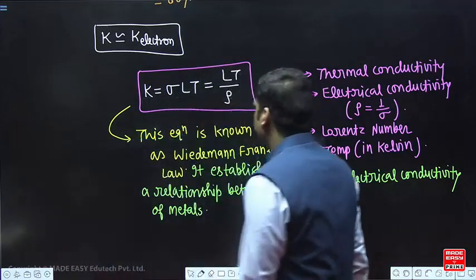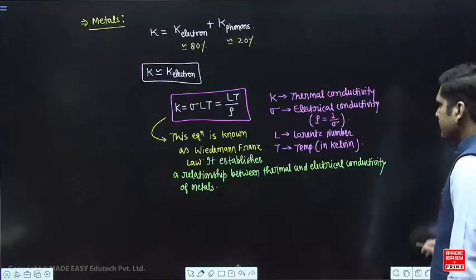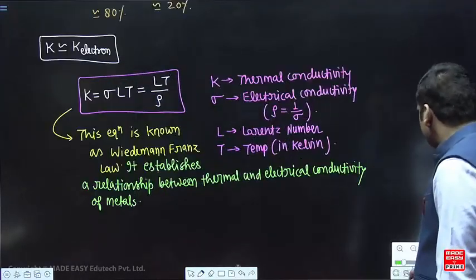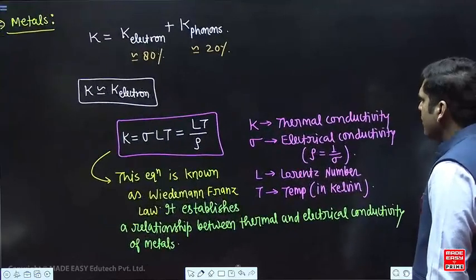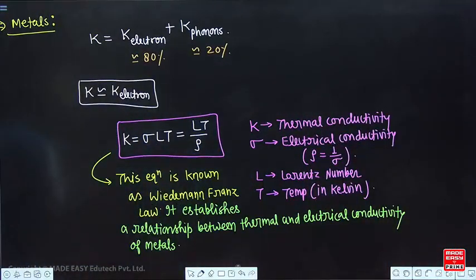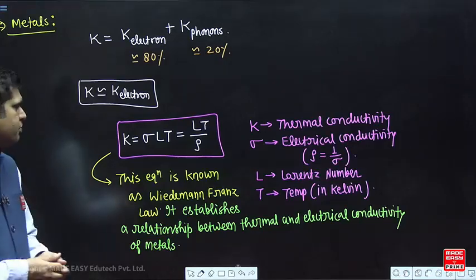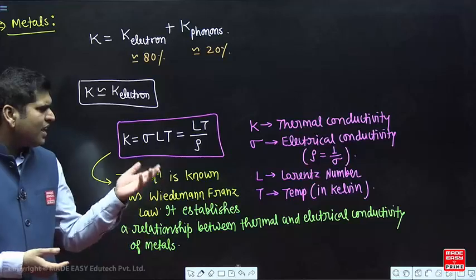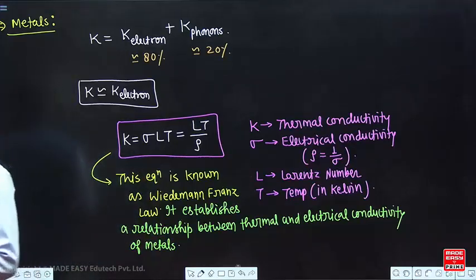That is the utility of Wiedemann-Franz law, because both of the conductivities are mainly because of electrons. So if the particle which is participating in the conductivity is the same, then these conductivities must have some relationship. That relationship is established by the Wiedemann-Franz law. Wiedemann-Franz law is saying that K = sigma LT, where L is a constant, the Lorentz number is a constant.